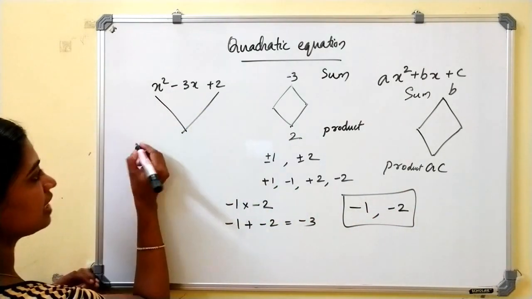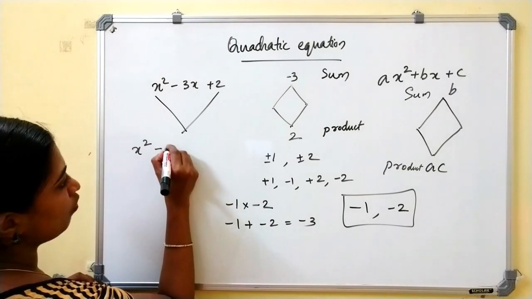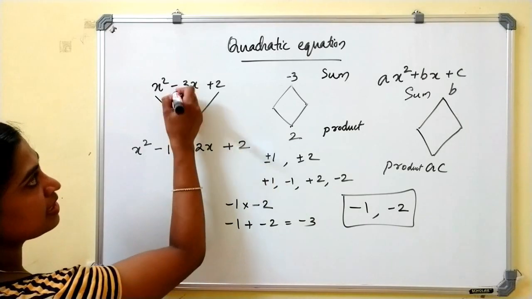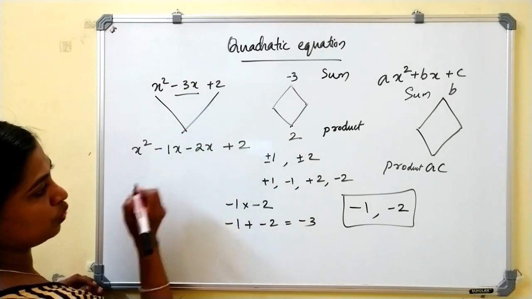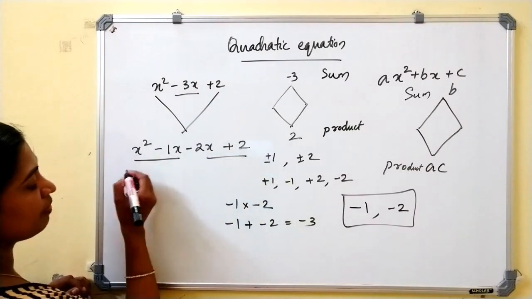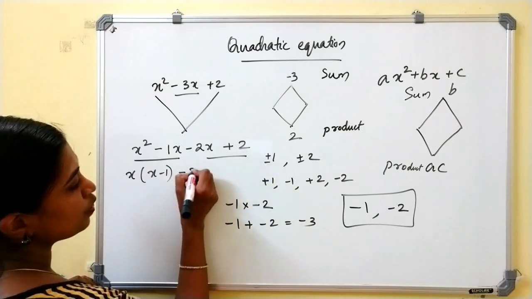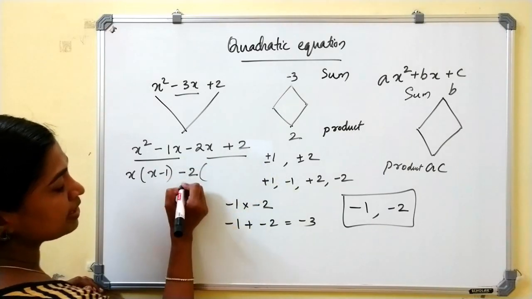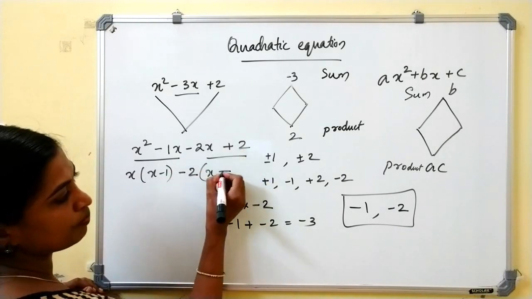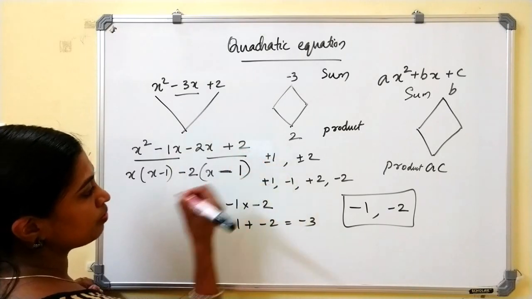So we are splitting this equation as x square minus 1x minus 2x plus 2, splitting 3x as minus 1x minus 2x. Now let us consider the first two terms and the last two terms. From the first two terms, x is common, so x minus 1. Minus 2 is common from the last two terms, so x minus into minus is plus. So we are putting a minus over here. Then we have taken 2 outside, so minus 1.